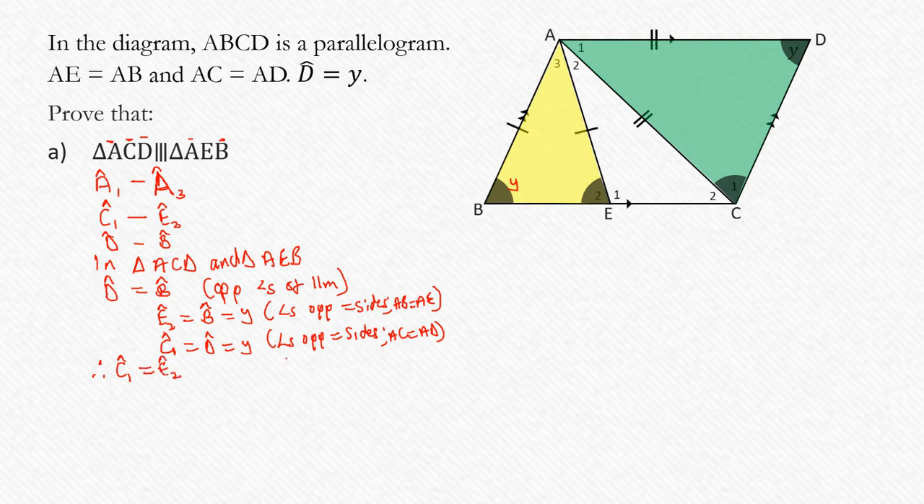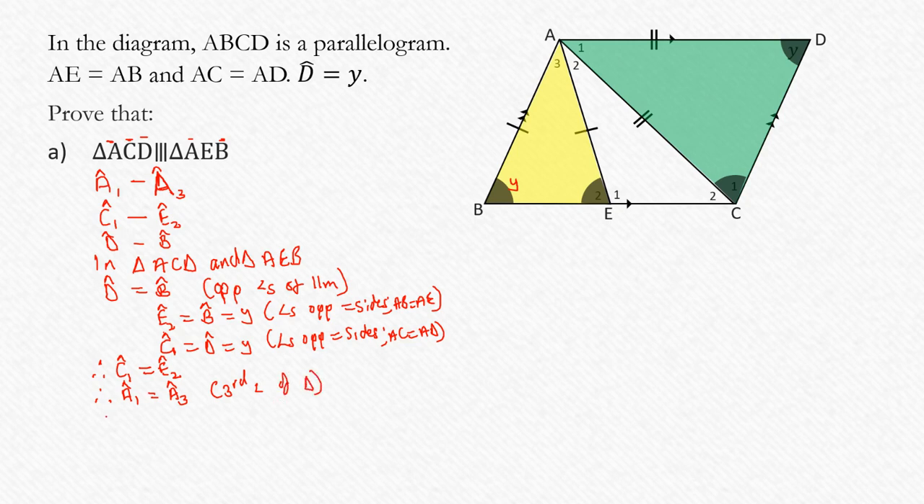You see that? Right. And then we've done two pairs now. We've done angle D and angle B, and then angle C1 and angle E2. Now we're left with angle A1 and angle A3. We need to prove that. So what can you say, that angle A1 is equal to angle A3? Angle A1 is equal to angle A3. Okay. Why? Third angle of triangle.